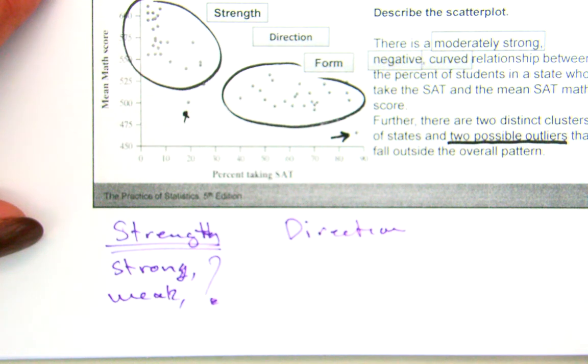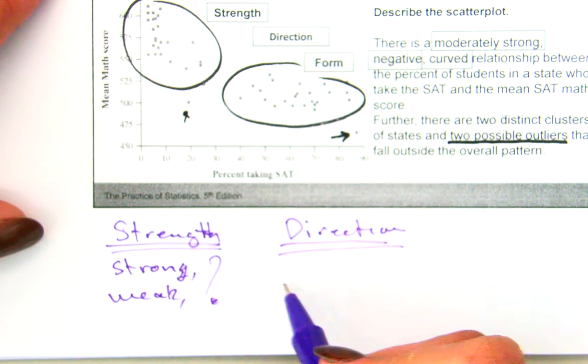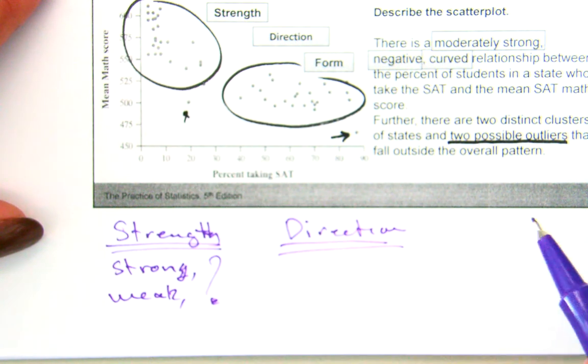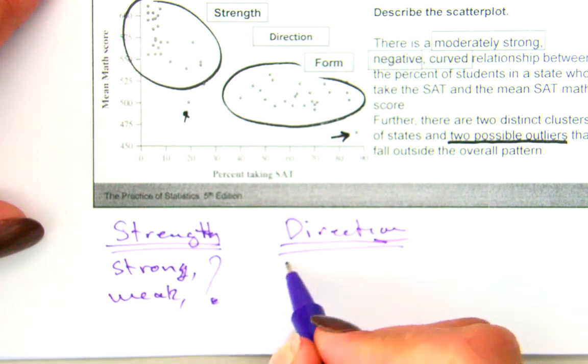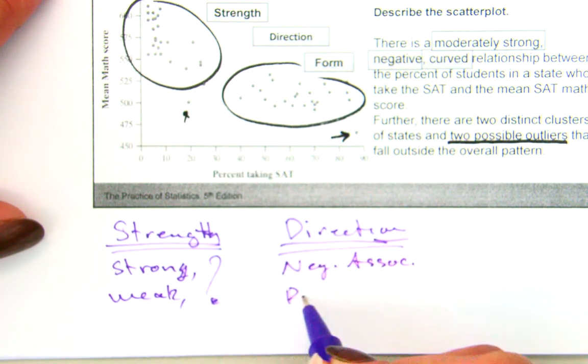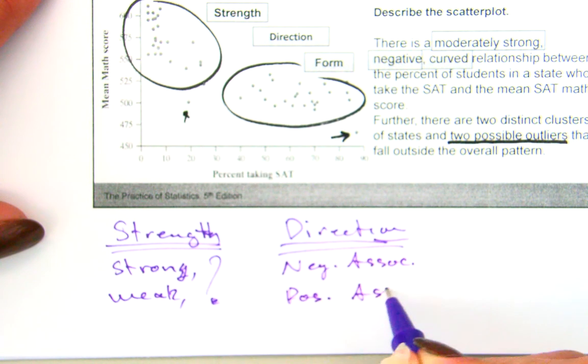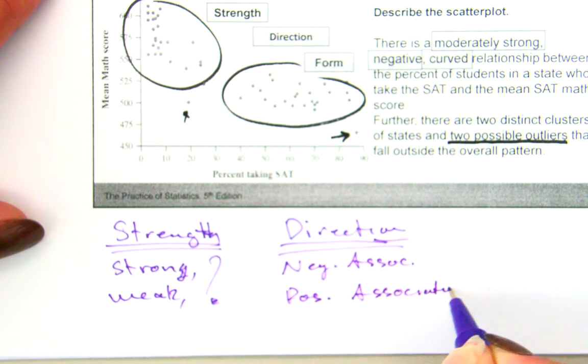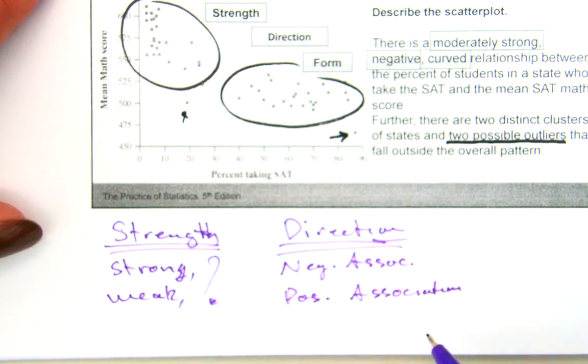We have, let's see, what do we have? Well, the association is going to be either negative association or positive association. One of those two.